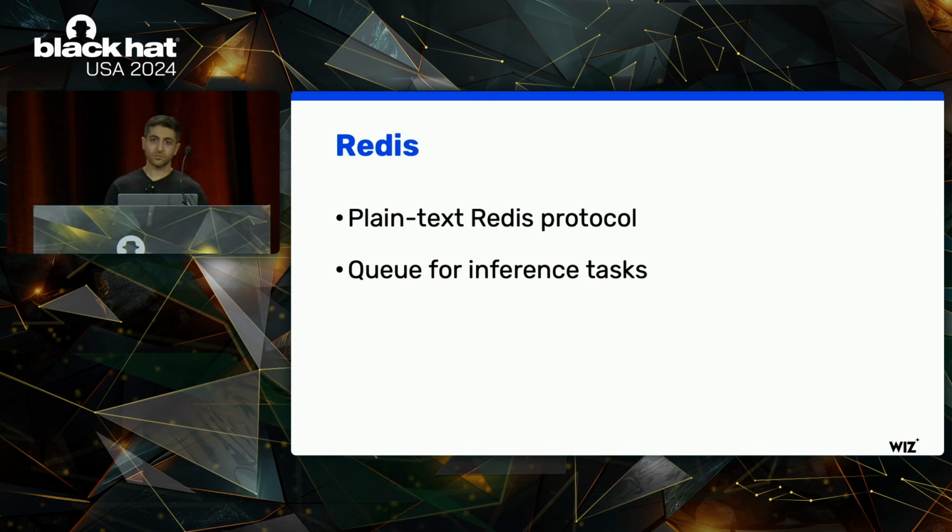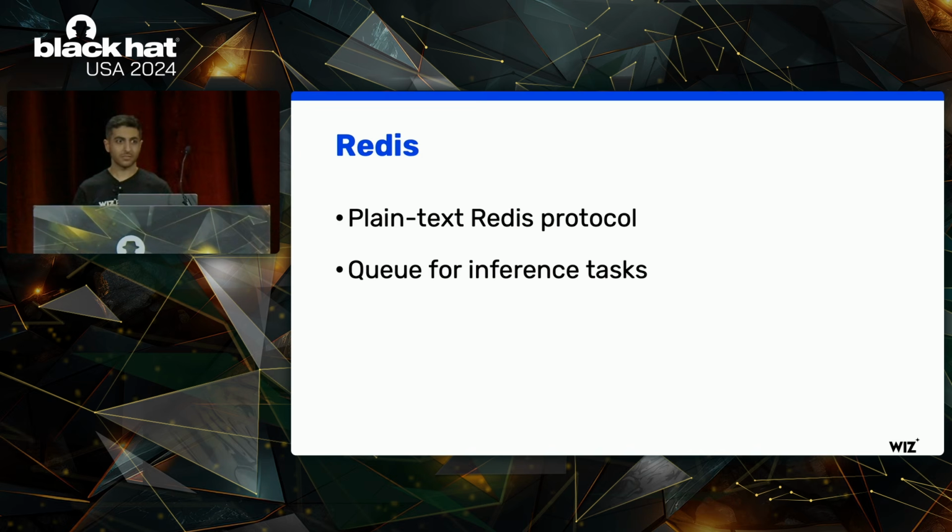Whenever you go to the Replicate platform and enter your prompts, a new task will be added internally to that queue. Then a worker pod within the Kubernetes cluster will fetch that task, execute it, process it, and then insert the result back to the queue.